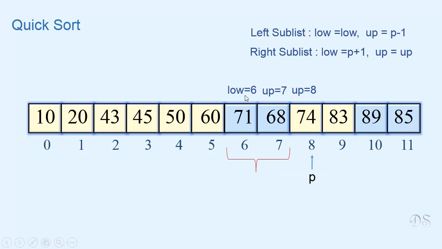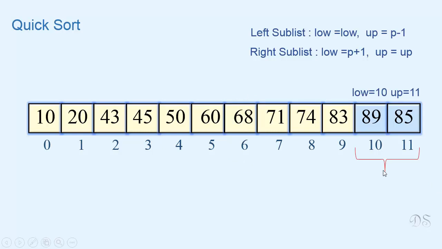Now for left sublist, low is 6, up is 7. For right sublist, up is 8 and low will be p plus 1. So low will be 9. So we can see that for right sublist, low is greater than up and so there is no element in the right sublist. For this left sublist, 71 will be the pivot. Now for the left sublist, low is 6 and up is 6 and for right sublist, low is 8 and up is 7. So there is no element in the right sublist. For left sublist, low is equal to up. So there is only one element and there is nothing to be done.